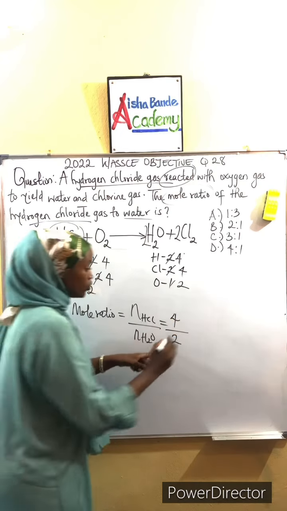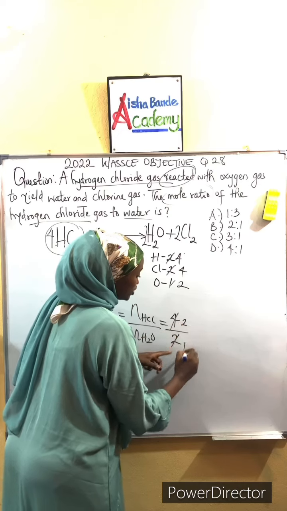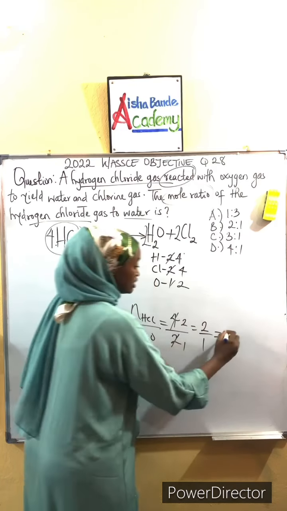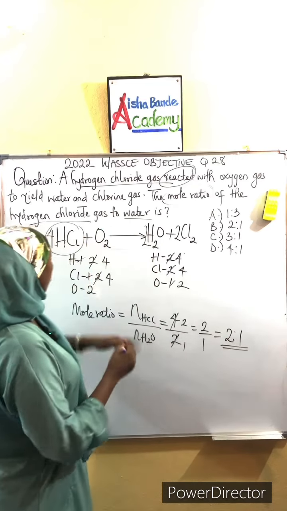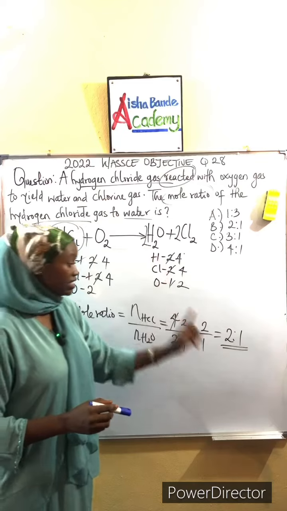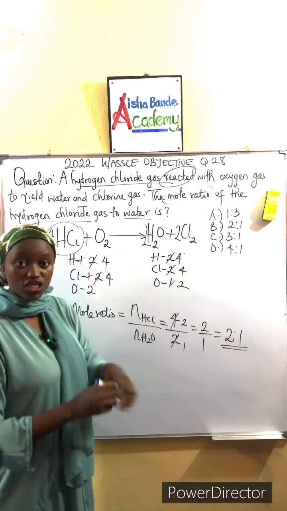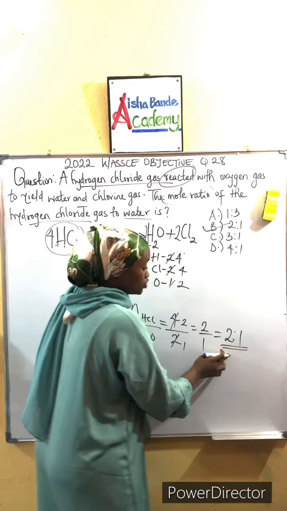We take it down to the lowest term. 2 here, 2, and 2 here is 1. So we have 2 over 1. In form of ratio, 2 over 1 is the same thing as saying 2 ratio 1. So the mole ratio of hydrogen chloride gas to water is 2 ratio 1. And looking at the options, option A to D, the option tallying with our answer is option B, which is 2 ratio 1.